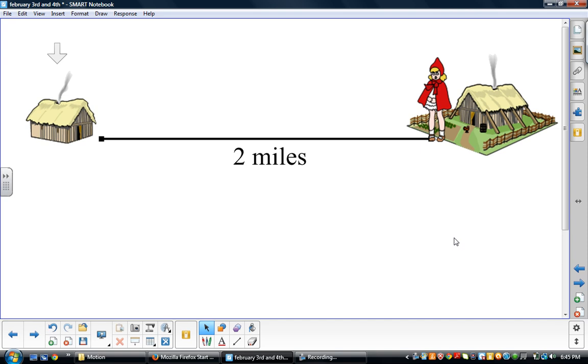Alright, now, what's the distance that she's gone? She's gone 4 miles. She went there and back. Displacement is how far away she is from where she started. What's her displacement? 0 miles. So even though she traveled a distance of 4 miles, her displacement is 0 miles.